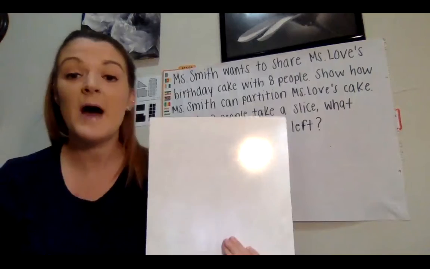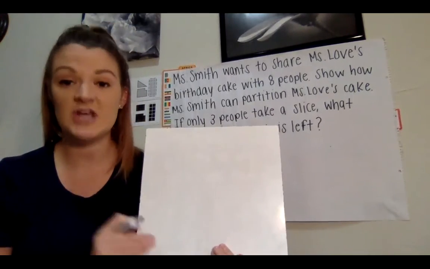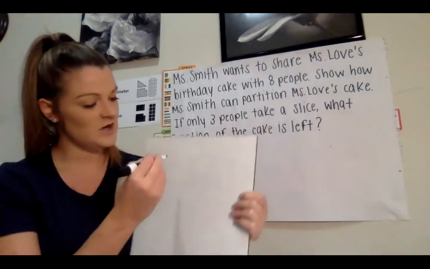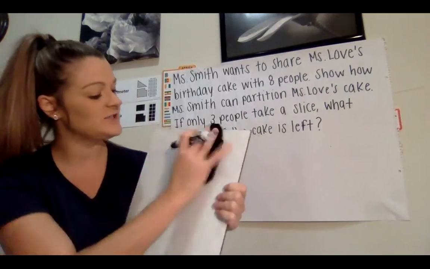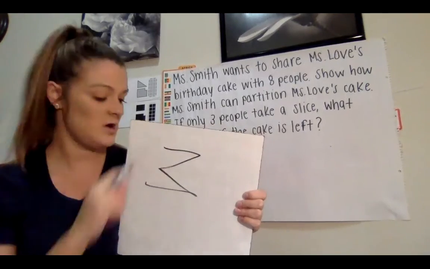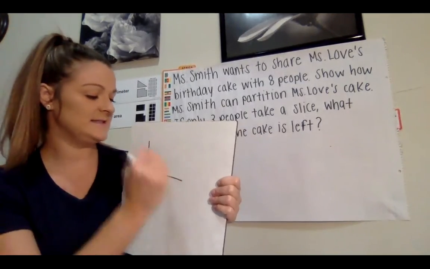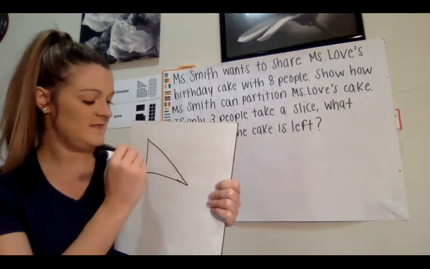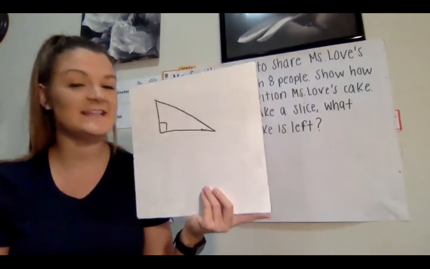If you remember, a polygon is any closed 2D shape with straight sides. So, is a circle a polygon? No, it's not straight. Can this be a polygon? No, because it's open. Is this a polygon? Yes, it is. Let's try and identify it.